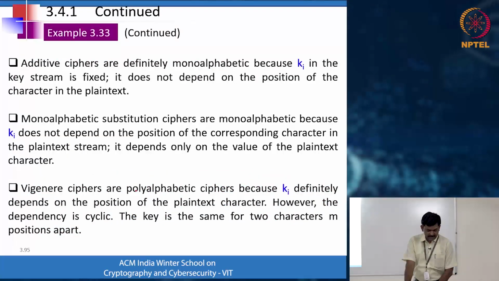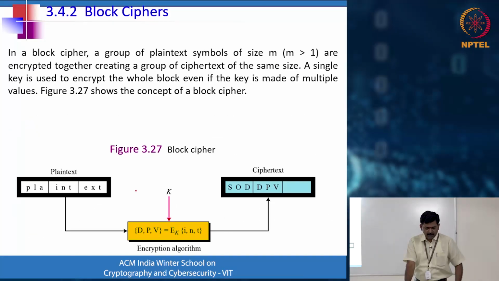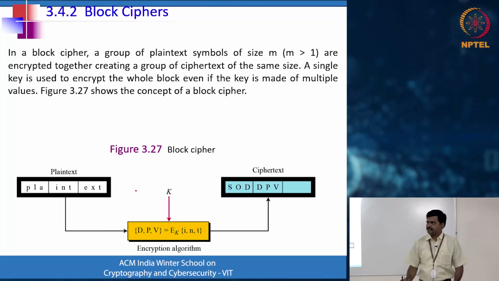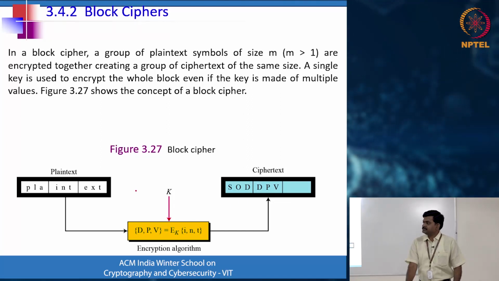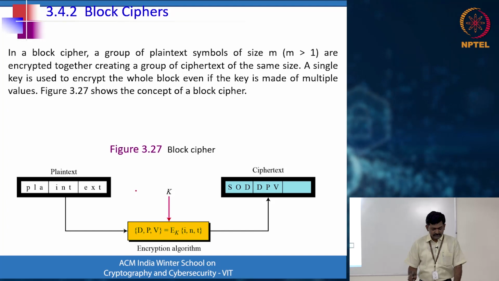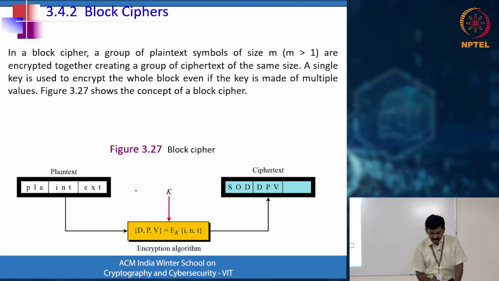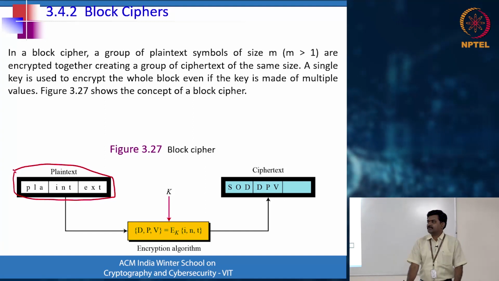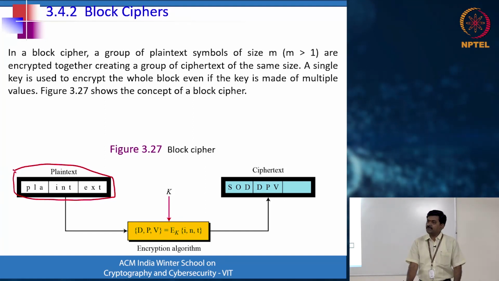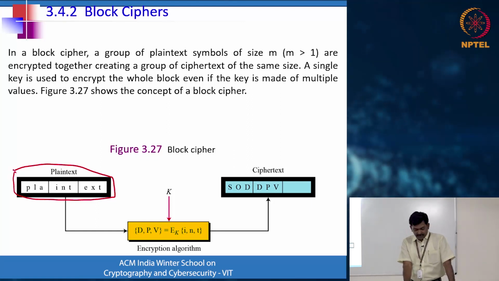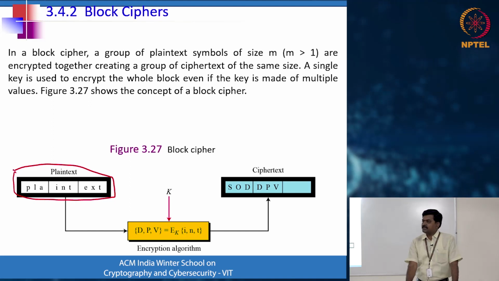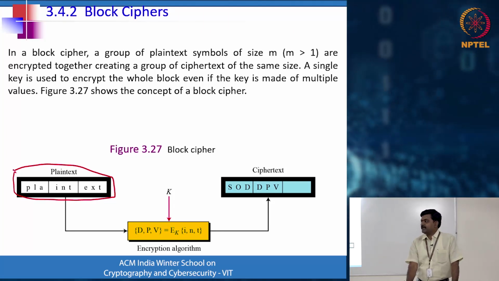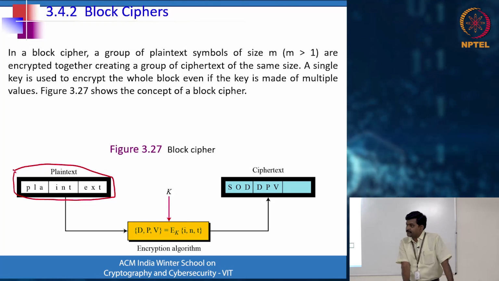Then we saw the block ciphers. If you look at the block cipher operation, you have a plain text. Before encryption, you take the plain text and divide it into equal length blocks. In the example you are seeing, the length of the block is 3 alphabets, and there are 3 blocks. You take the key, apply the key over every block, and produce the ciphertext for that particular block.